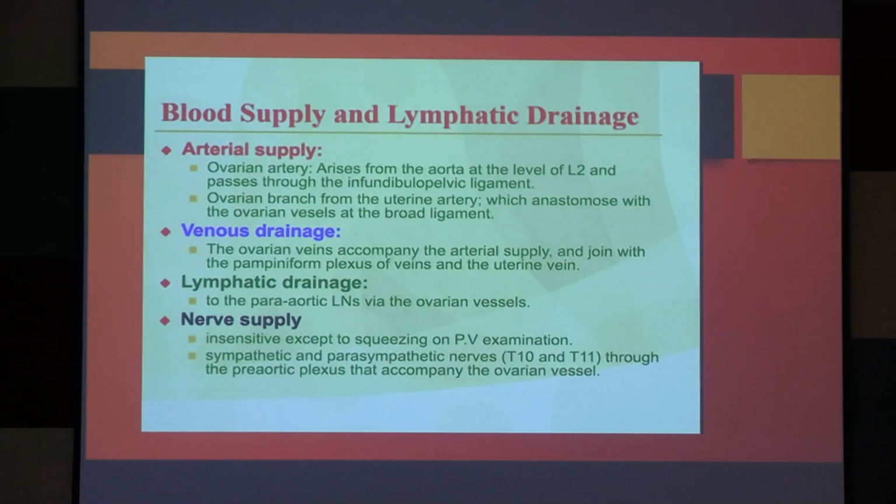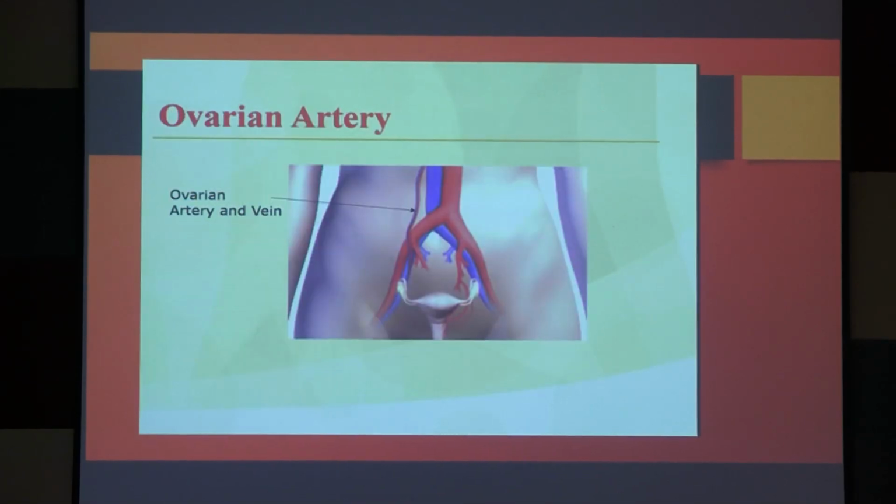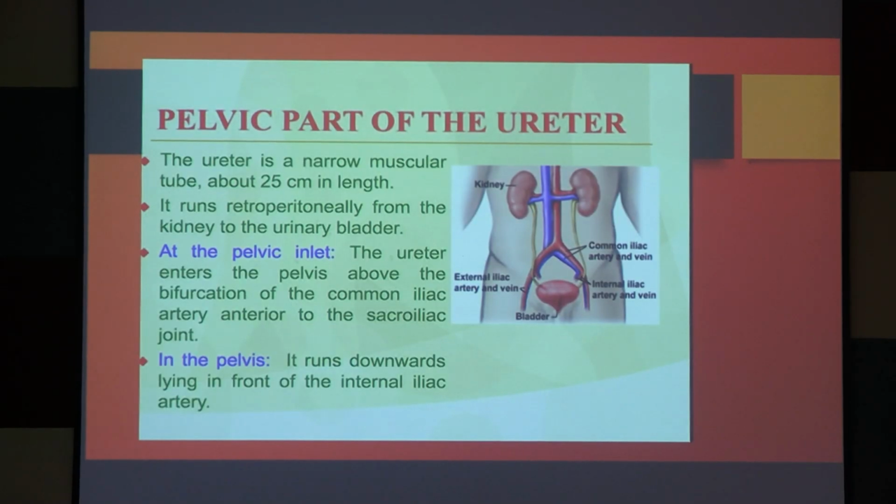And the venous and lymphatic drainage of the ovary is very, very important: para-aortic lymph nodes. So in case of ovarian carcinoma, you have to remove the para-aortic lymph nodes because the lymphatics run along the ovarian vessels, which are branches of the abdominal aorta. So the para-aortic lymph nodes are involved, from which metastasis easily spreads to the chest. So that is the ovarian vein and ovarian artery.